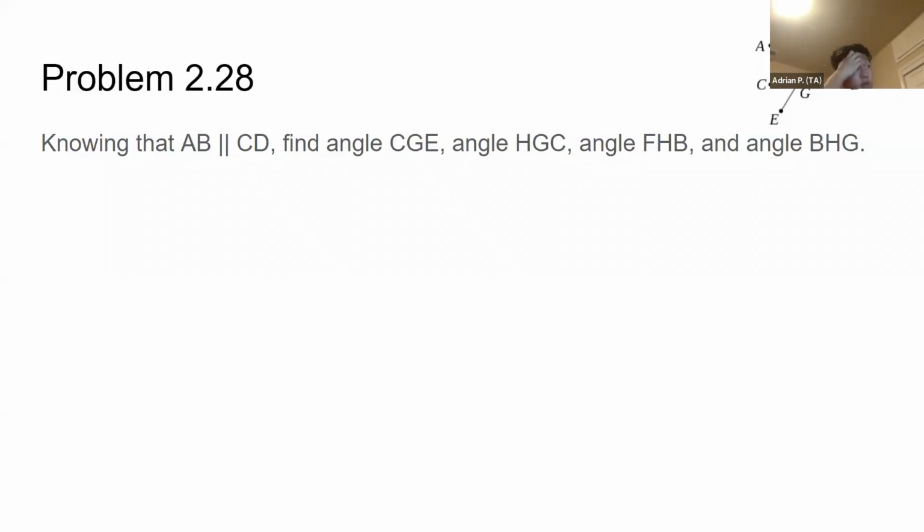Okay, so for this question, first, if you want CGE, it's just vertical angles to this one angle, DGF, that you know. So this angle is going to be congruent to this one, so CGE is going to be 58 degrees. And HGC is supplementary to DGF, so it's going to be equal to 180 minus 58. So this is going to be 122 for this angle.